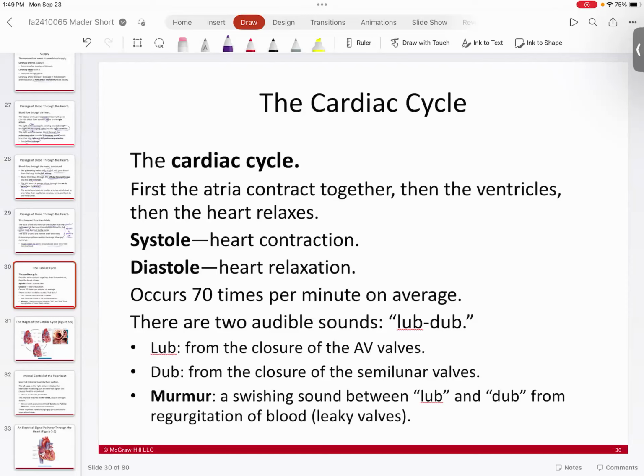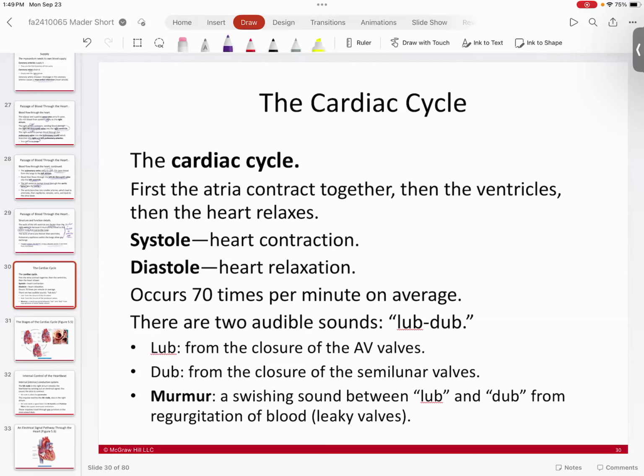And so what you have is atria, ventricles, atria, ventricles, atria, ventricles, like that. So that's basically your heartbeat. Now that cycle from one atrial contraction to the next is the cardiac cycle. It includes the ventricular contraction in between.